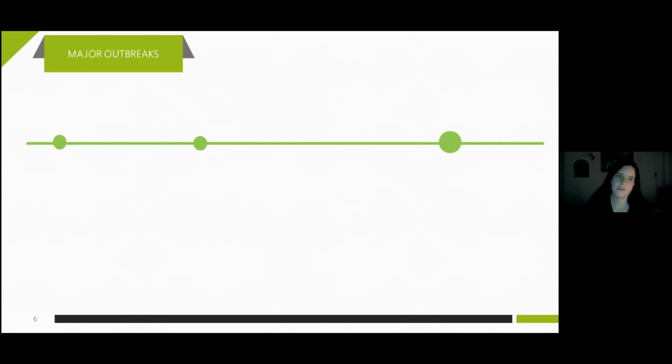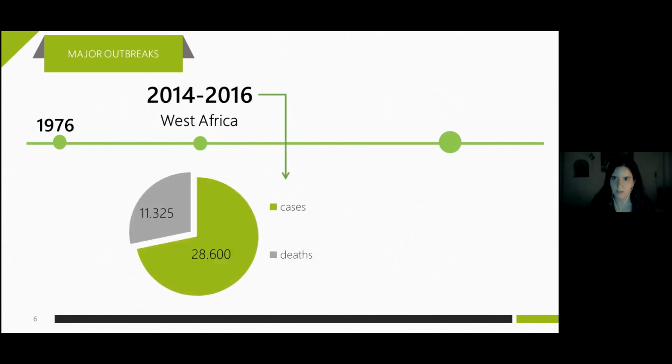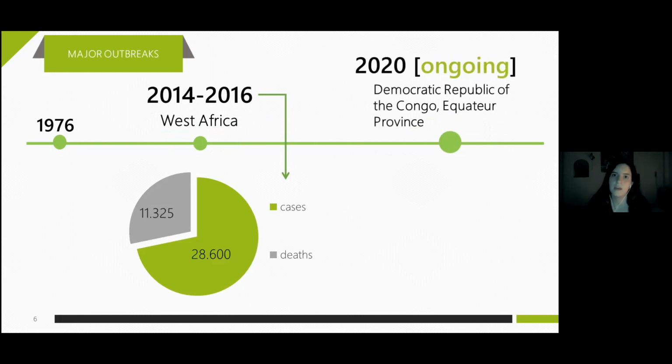Now, since the virus's discovery in 1976, there have been multiple outbreaks, mainly in the African continent, but the largest outbreak to date and the most fatal was the 2014 to 2016 West Africa Ebola virus epidemic. And it was caused by the Zaire Ebola virus species, and it had more than 28,000 cases, out of which more than 11,000 were deaths. And of course, there is an ongoing outbreak in the Democratic Republic of the Congo, and namely in the Equateur province.